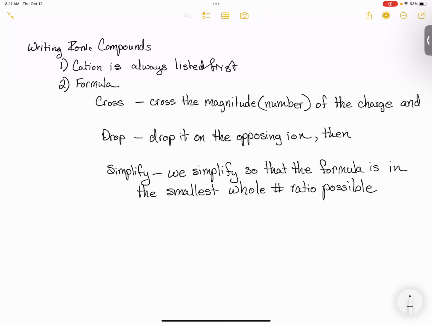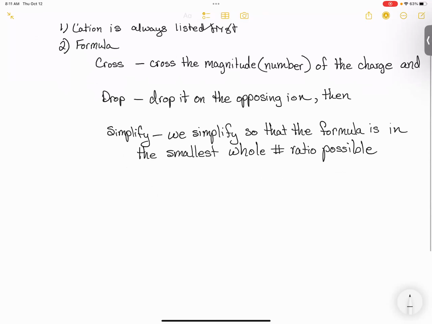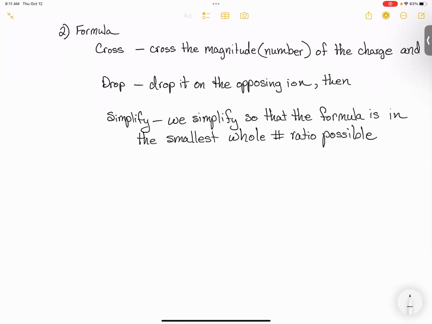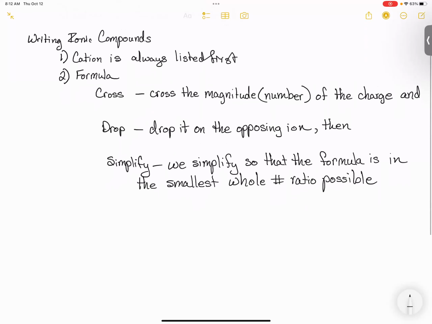So let's just look at a couple of examples. We'll be actually doing lots of examples. But we'll start with a couple, and then I want to do the discussion on the naming and then go from there. So now I want to make one more note about the formula.